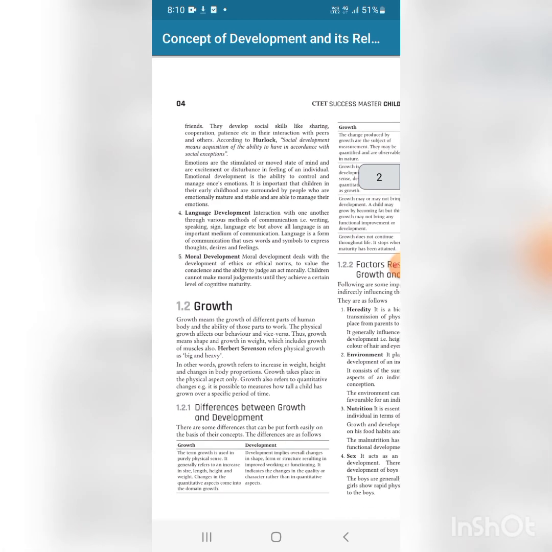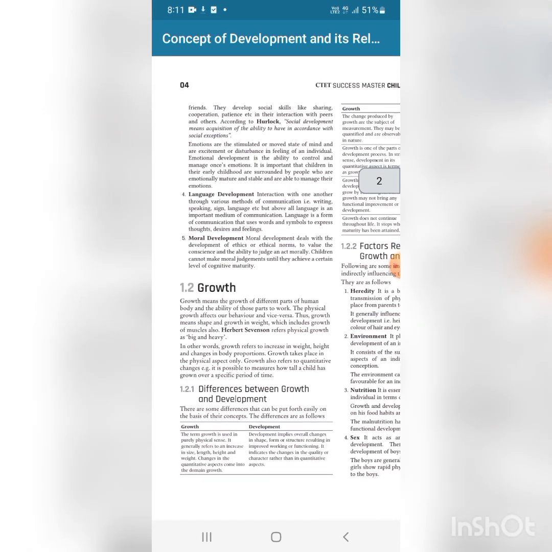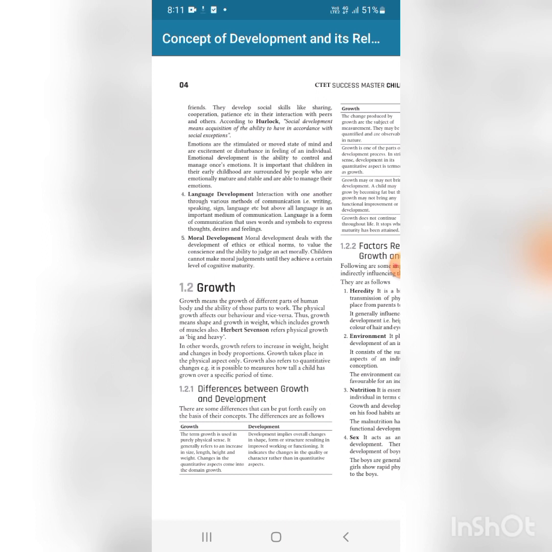Now let's discuss growth and its meaning. So growth means the growth of different parts of the human body such as height, weight, sexual organs, etc., as well as their ability to work. The physical growth affects our behavior and vice versa. Thus growth includes growth in weight, which includes growth of muscles also. And Herbert Stevenson refers to physical growth as big and heavy.